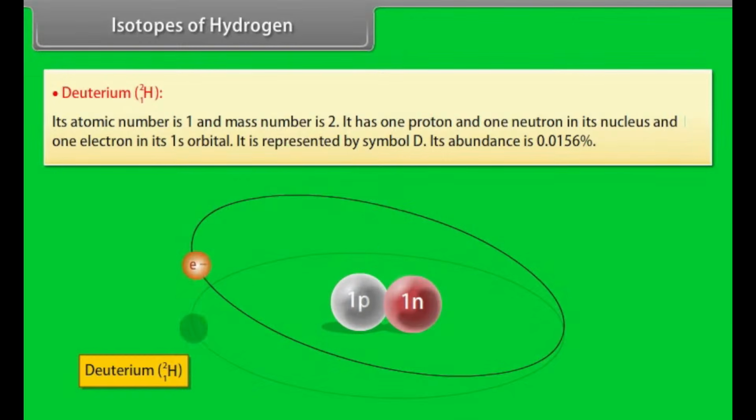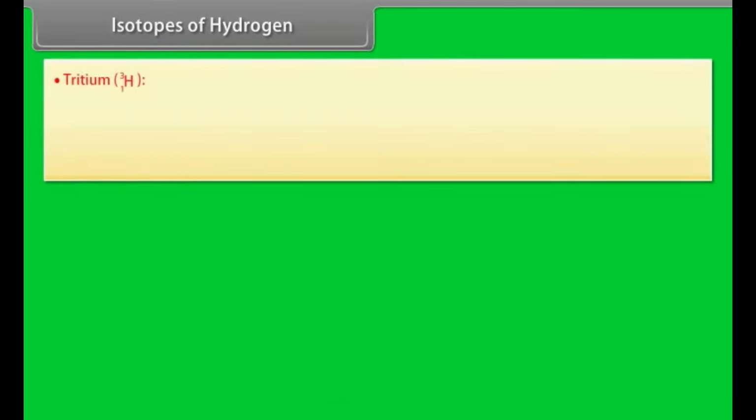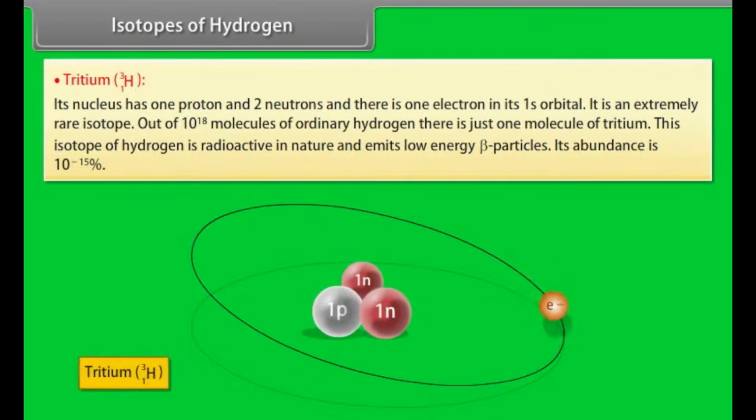Deuterium. Its atomic number is 1 and mass number is 2. It has one proton and one neutron in its nucleus and one electron in its 1s orbital. It is represented by the symbol D. Its abundance is 0.0156%. Tritium. Its nucleus has one proton and two neutrons and there is one electron in its 1s orbital.